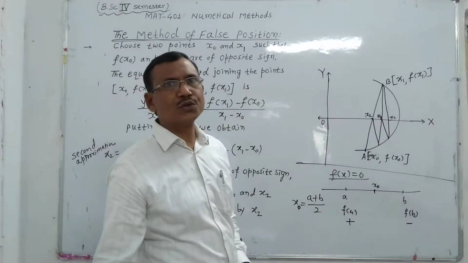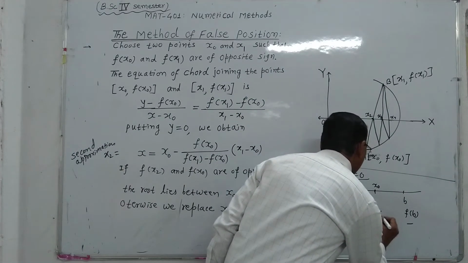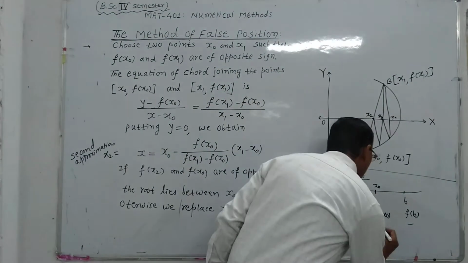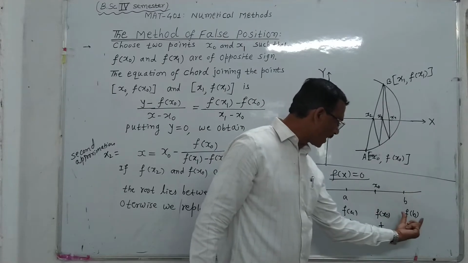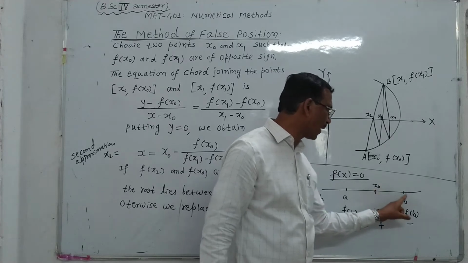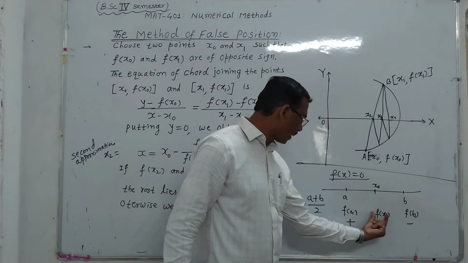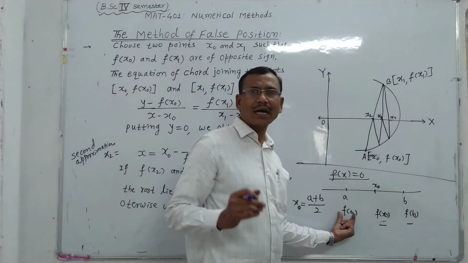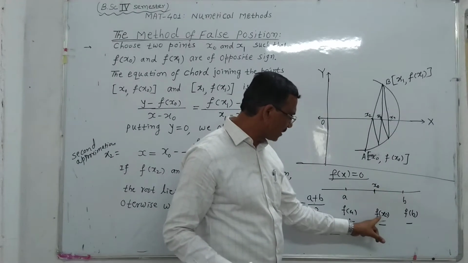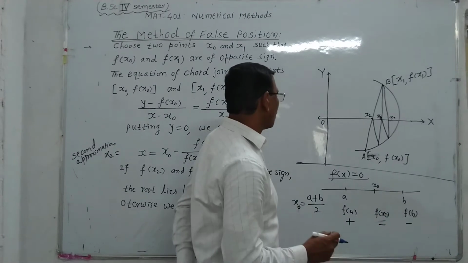If f of x0 is not equal to 0, then f of x0 is either positive or negative. If f of x0 is positive, then f of x0 and f of b have opposite signs, and therefore the solution lies between x0 and b. If f of x0 is negative, then f of x0 and f of a have opposite signs, and therefore the solution lies between a and x0.